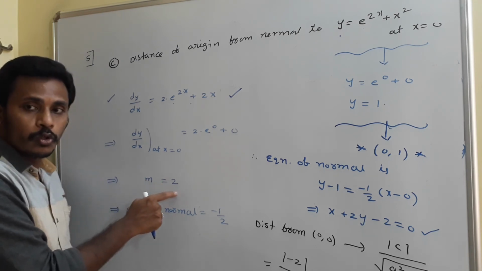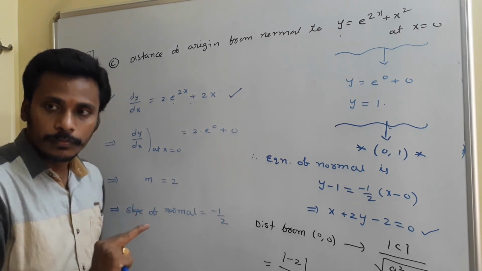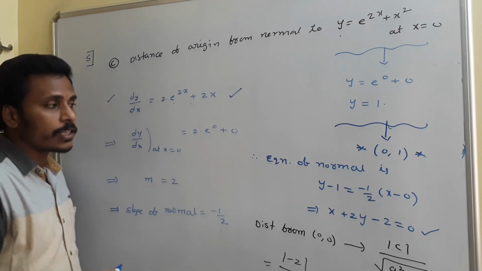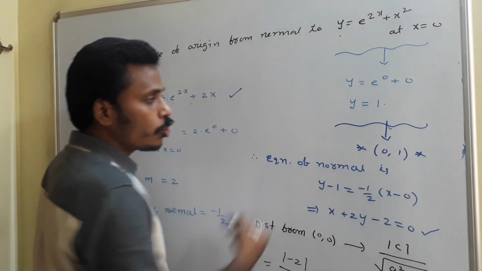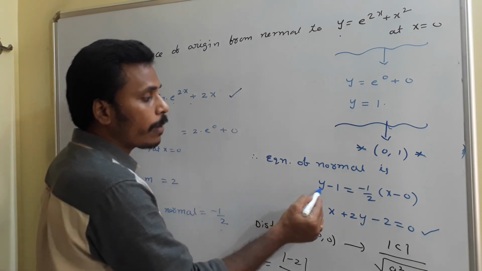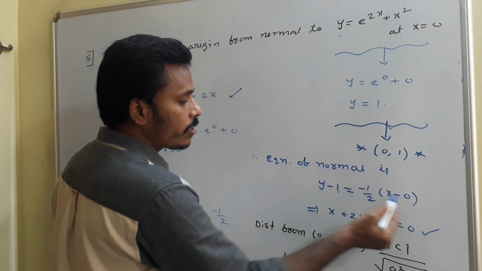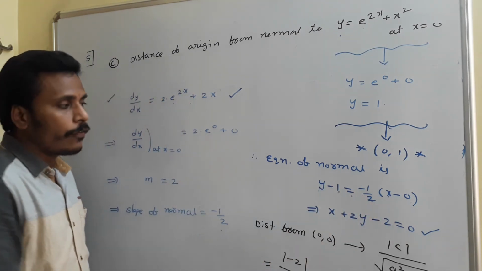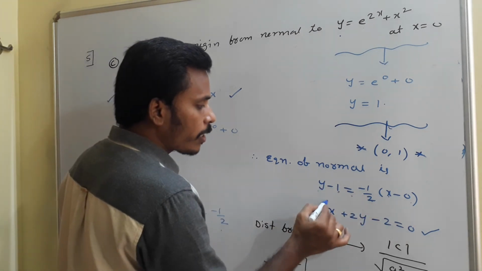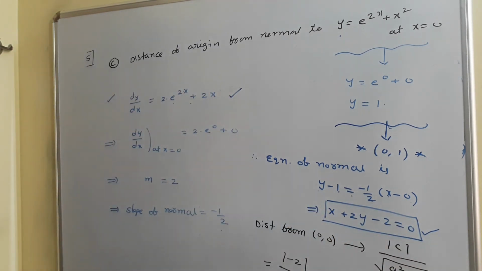If m is equal to 2, the slope of the tangent is 2 and the slope of the normal is minus 1 by 2. The point we have is (0, 1). Use the point and slope to find the equation of the normal as y minus y1 is equal to m into (x minus x1). The point is (0, 1), the slope is minus 1 by 2. If you rearrange and simplify it, x plus 2y minus 2 is equal to 0 is the equation of the normal. So what is the equation of the normal? x plus 2y minus 2 is equal to 0.